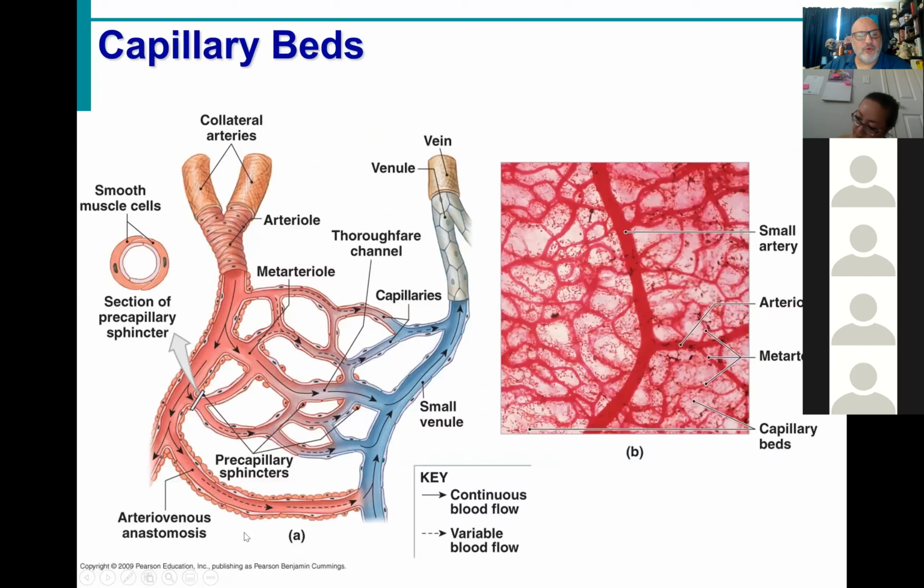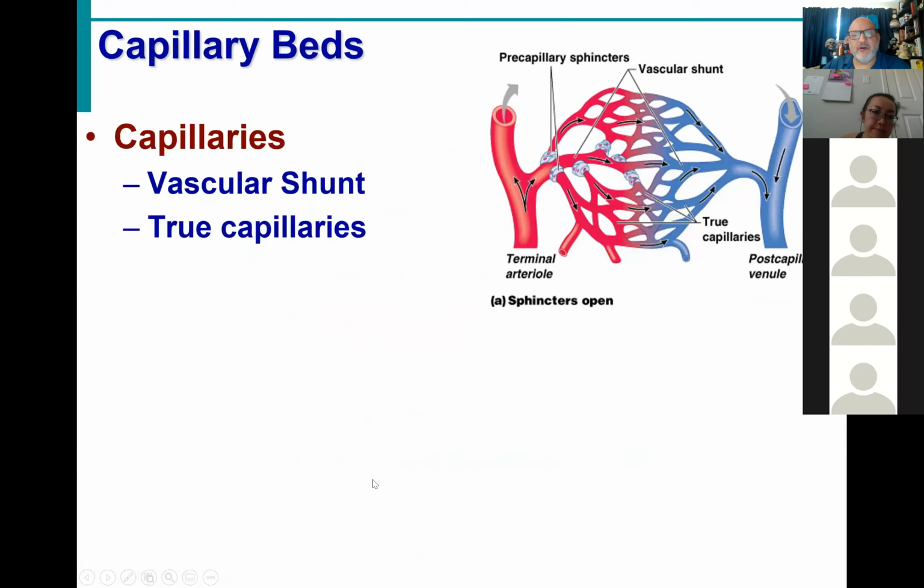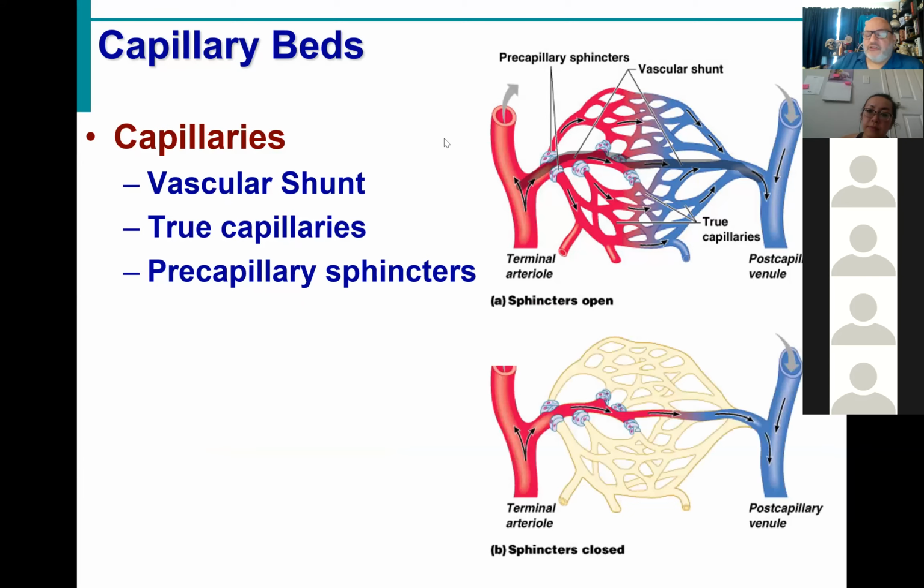As I mentioned, here we see, and again, we'll talk about this term anastomosis in a second, but we have this true capillary, or what is known as the vascular shunt, that goes straight through from one side to another. Then we have the true capillaries branching off of them with those precapillary sphincters that, as we said, can be constricted or dilate to control the flow of blood.